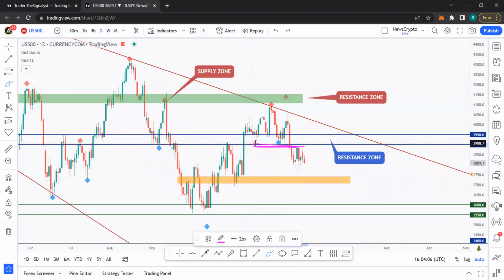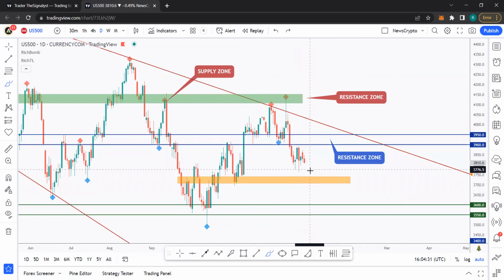We broke below the 3.9K support, so it's now acting as a resistance. So if we trade higher, this would be a resistance zone. For now, we traded higher, rejected it, and we are currently trading lower for another bearish impulse movement downward. First, we have this impulse breaking below these lows, we had the correction, and we are currently pushing lower.